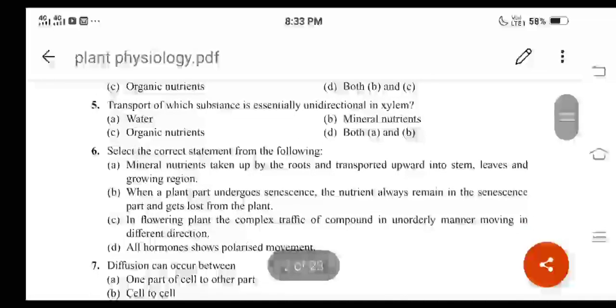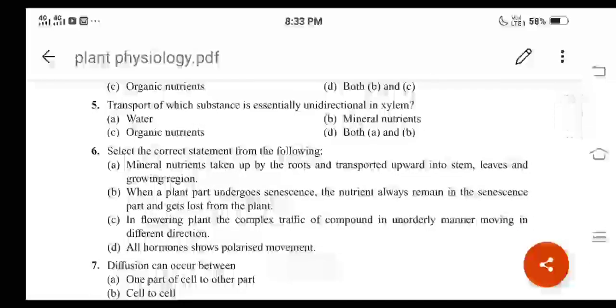Transport of which substance is essentially unidirectional in xylem? The different options are like this: one is water, second is mineral nutrients, third is organic nutrients, and the fourth option is both A and B. For question number 5, option D is the correct answer. It is both A and B, right?